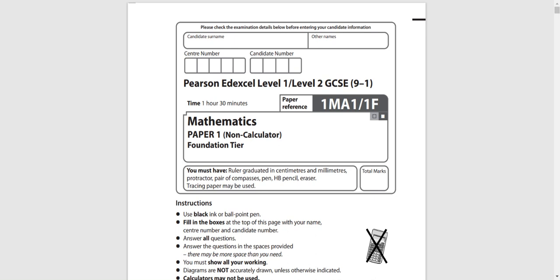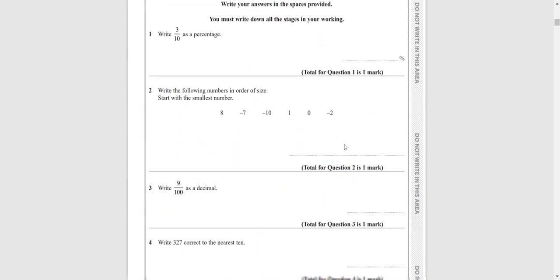From November 2021. This is a non-calculator paper. I'm just going to talk through the first 2 pages.